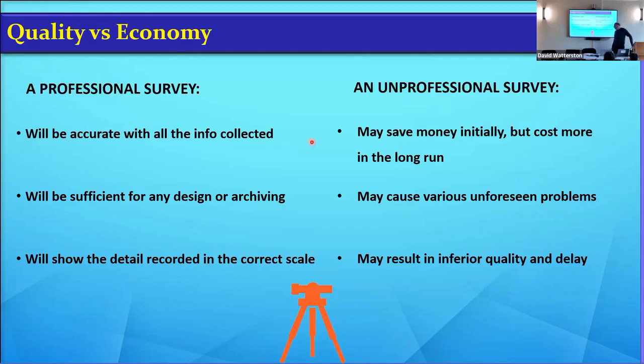But an unprofessional survey, well, how long is a piece of string? It may save you a bit of money, you might get it half the price, but it'll cost more in the long run because they might miss things, they might get things wrong. You might phone them up and say, the levels are no good, you're 500 mil out, it's half a metre out. What's going on?